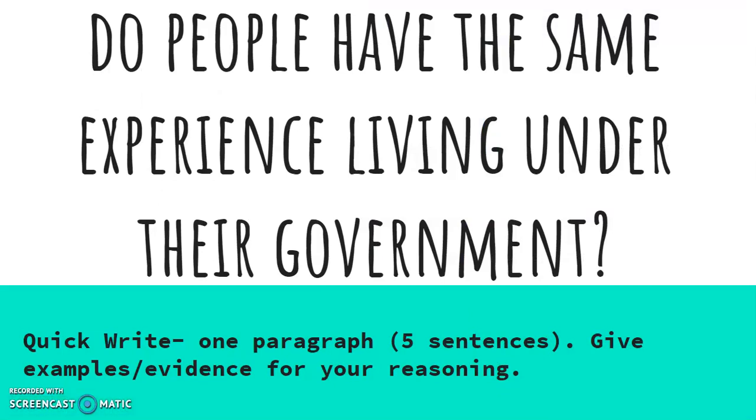So what I want you to go ahead and do now is on Google Classroom, you're going to be answering a quick write. The quick write should be one paragraph. I want five good, solid, complete sentences, okay? You think, there's five sentences, but you're going to be giving me examples and evidence for your reasoning, which is going to help you get to those five sentences, okay? So the question you're going to be answering is, do all people have the same experience living under their government? You can use the U.S. government. You can use another country that maybe you're familiar with. But go ahead, pause the video, take a moment, and answer that question on Google Classroom.